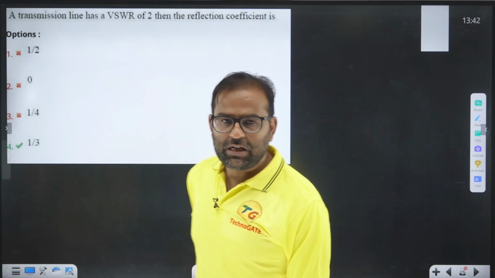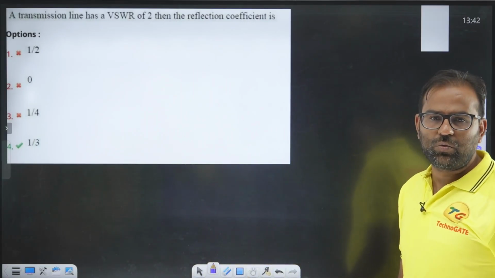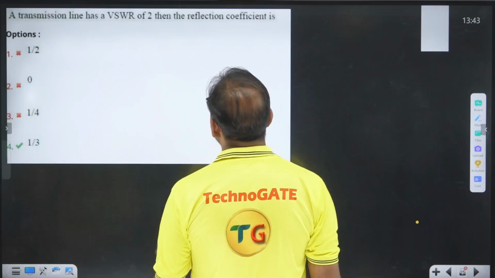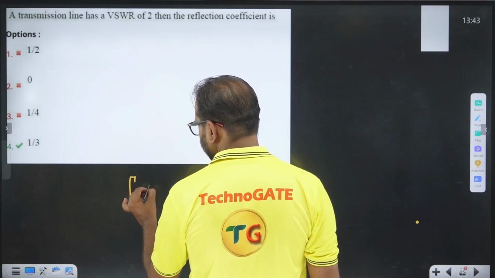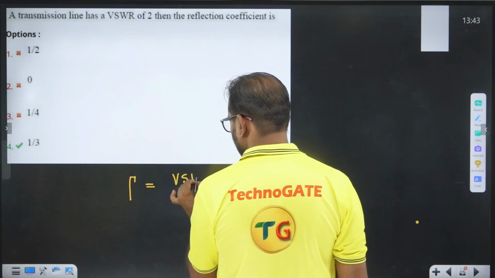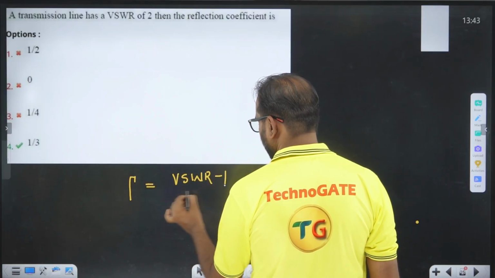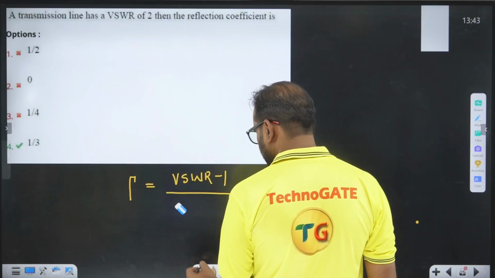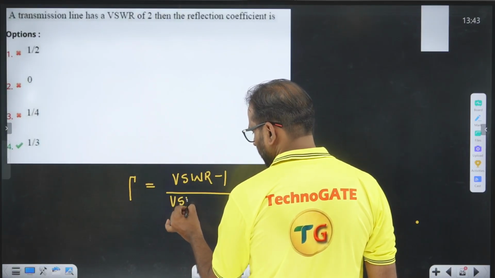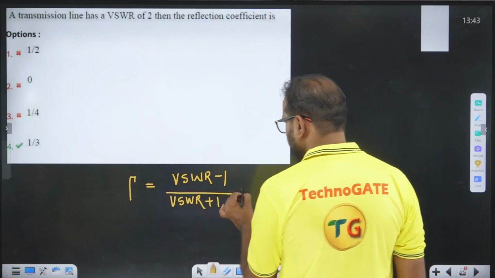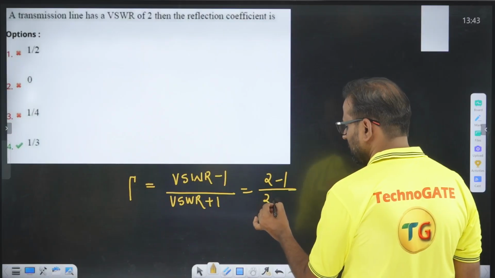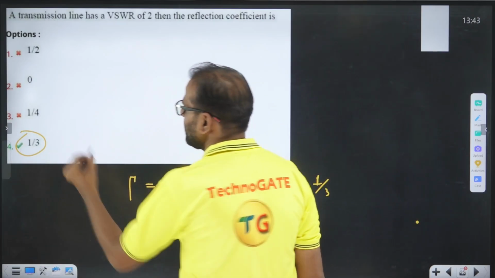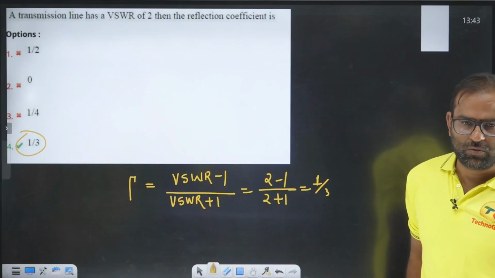A transmission line has VSWR equal to 2. The reflection coefficient, always remember, the reflection coefficient is given by VSWR minus 1 divided by VSWR plus 1. And that value is 2 minus 1 divided by 2 plus 1. This value is equivalent to 1 by 3. So which option is correct here? 1 by 3. A very basic formula based question.